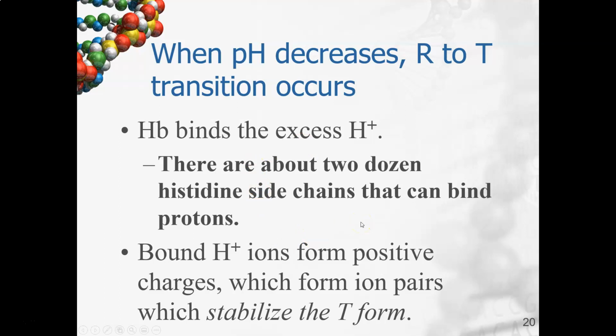And when the histidine side chain binds protons, it becomes positively charged. And then those positive charges can form ion pairs with other negative side chains in the hemoglobin molecule. Those form ion pairs, and ion pairs stabilize the T form.